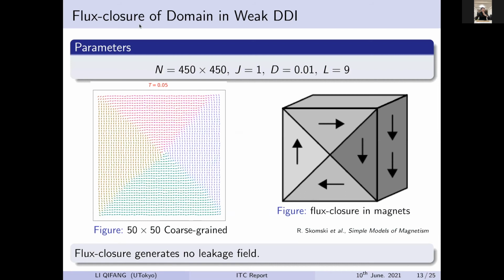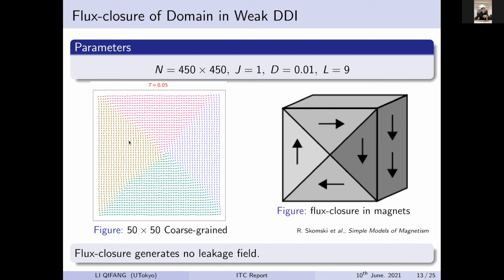And these are my simulation results in ferromagnets with weak dipole-dipole interactions. Here the original size is 450 times 450, and it is relatively large for our computer to simulate directly. If I use the coarse-graining algorithm with a grain size of 9, the independent spins become 50 times 50. And this is a simulation result after the simulated annealing of the coarse-grained system.